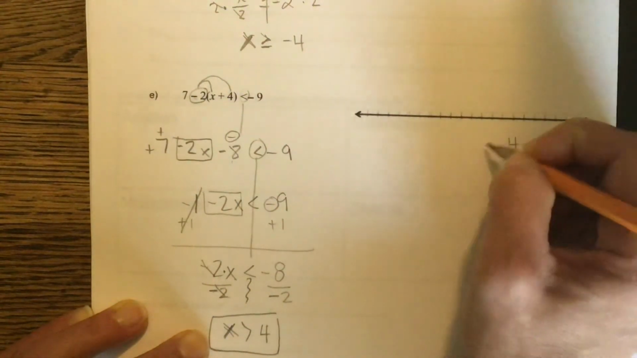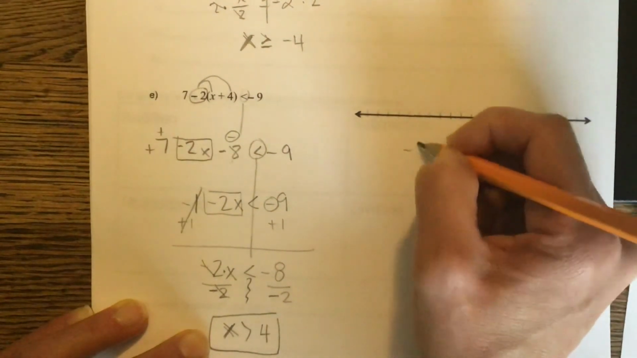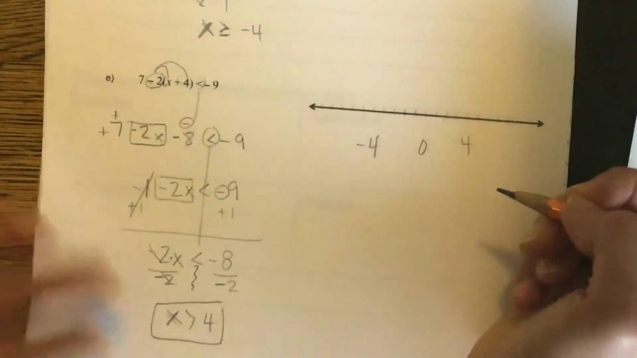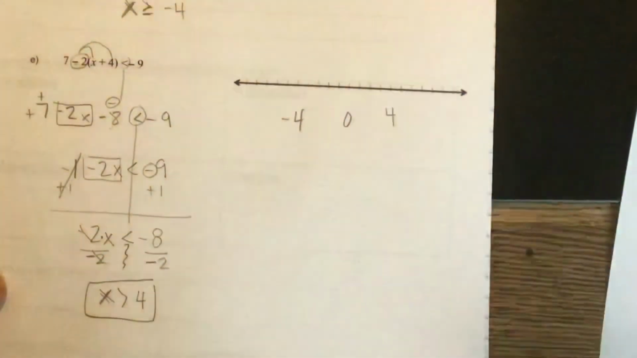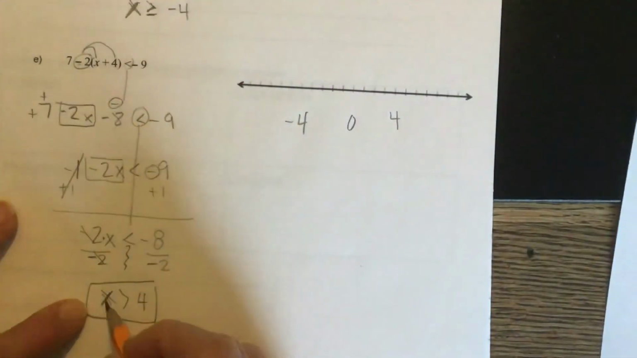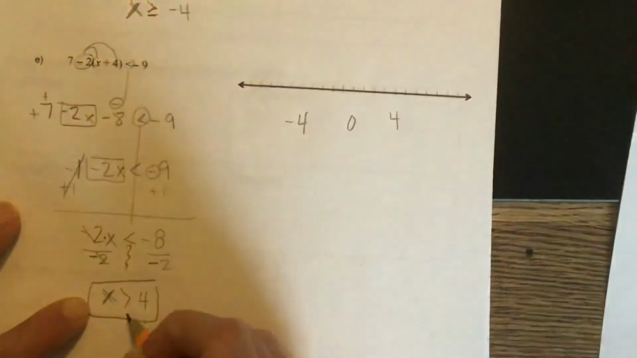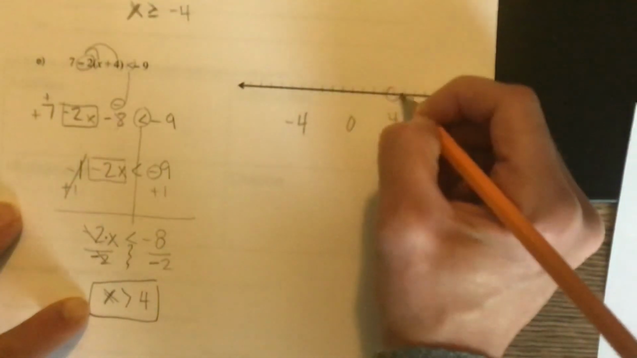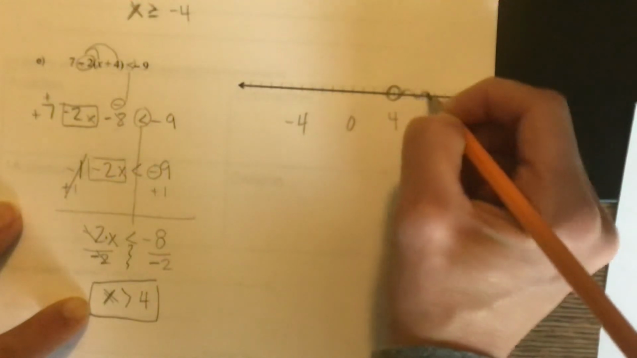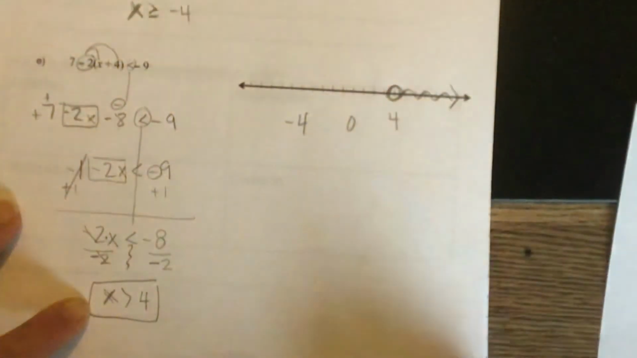So I'm going to put 4 up there. I'm going to put 0, and I'm going to put negative 4. Okay, the numbers you put up there really aren't important. I just like to locate a positive and a negative. X is greater than 4. We are not including it, so we're going to be open on 4. And numbers that are greater are going to be to the right. There we go.